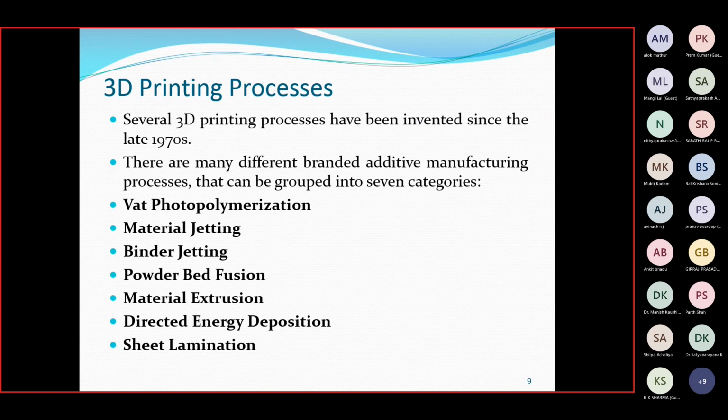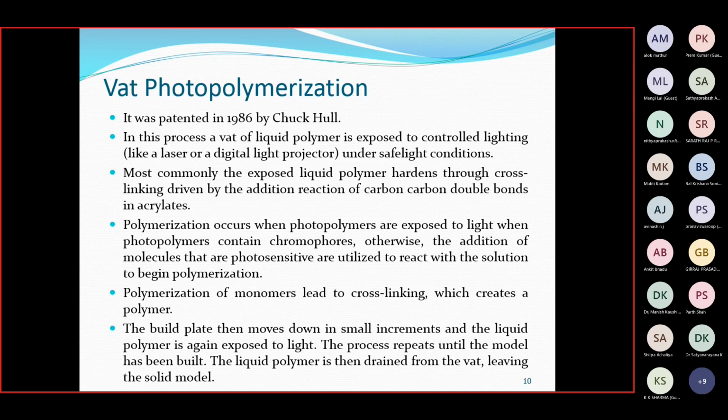We will see these 7 categories and some of the techniques which come under them. The very first one is wet photopolymerization. We will see how it is done and what the advantages and disadvantages are. It was patented in 1986 by Chuck Hull. Remember the name? In the last session, I already told you about SLA. SLA was patented by Chuck Hull. The same SLA comes under the wet photopolymerization category. There are other techniques too, but they are a little bit different from SLA, or STL, so we have combined them in one category.